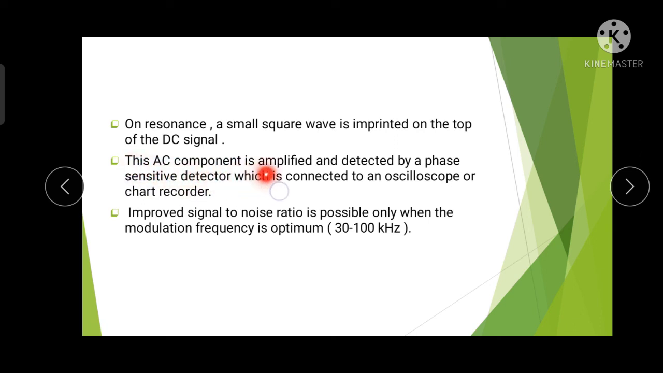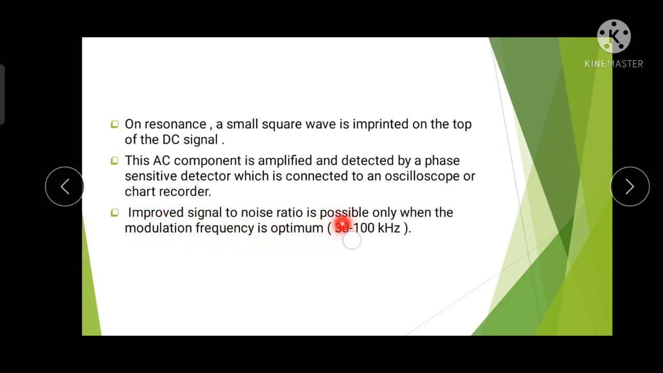This AC component is amplified and detected by the phase sensitive detector. That means the phase sensitive detector just detects the AC component. So this AC component is amplified with the help of this detector, which is connected to the oscilloscope or chart recorder. That means all those things are connected to the display system, and then we get the spectra. In this way we get the rotational spectra of a particular sample.